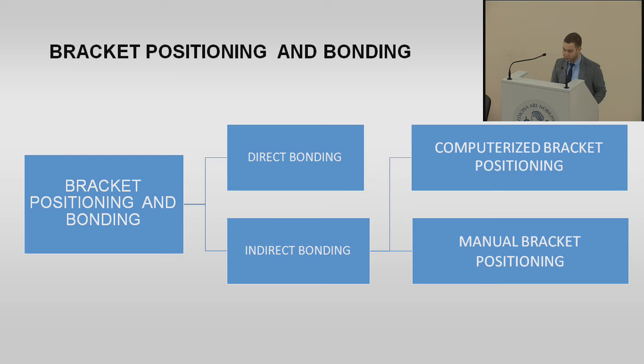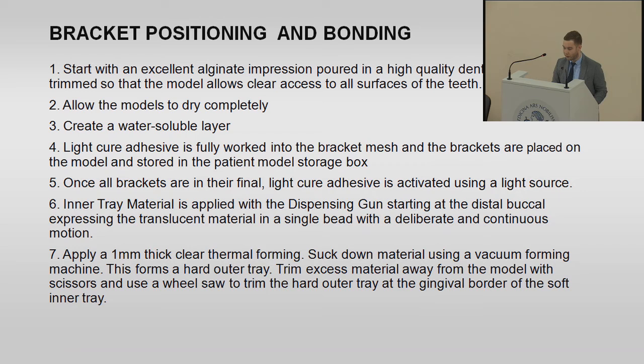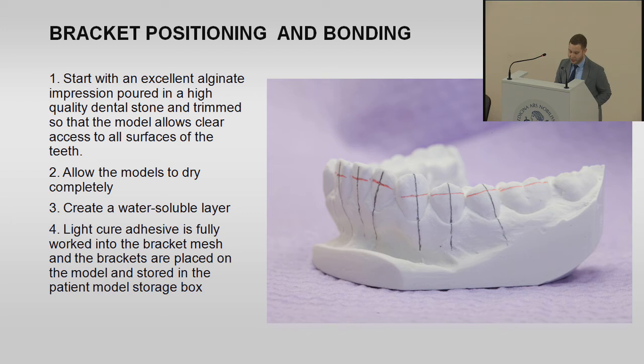So here are all the steps that we're gonna quickly go through, hopefully quickly. So we'll start with an excellent alginate impression poured in a high quality dental stone. Here you can see on the picture. Then you allow models to dry completely and create a water soluble layer. That is really important because you don't want your brackets stuck to your model. Then your adhesive is fully worked into the bracket mesh and the brackets are placed on the model and stored in the patient model storage box.